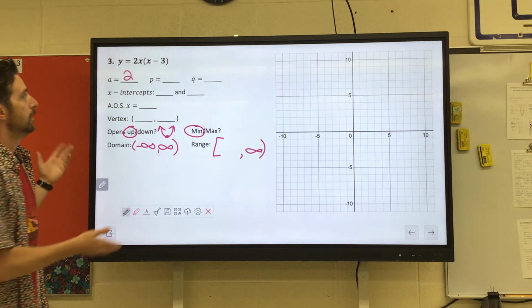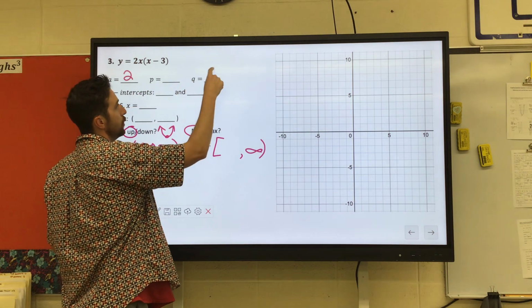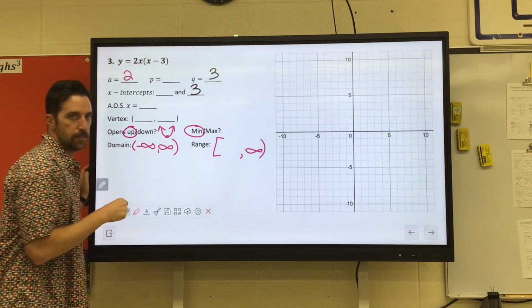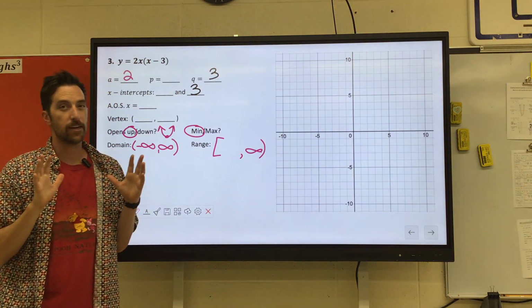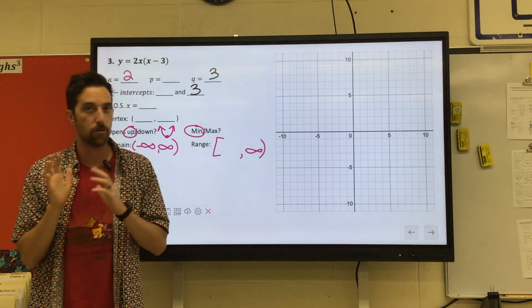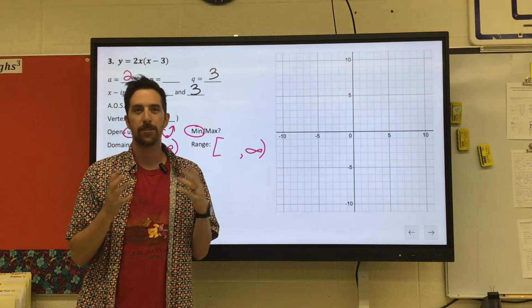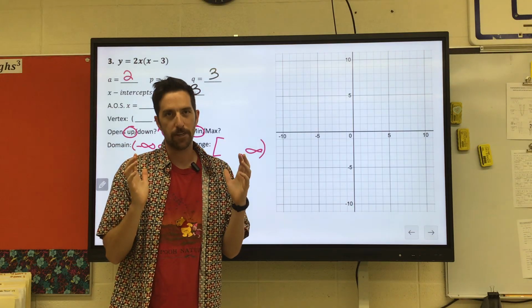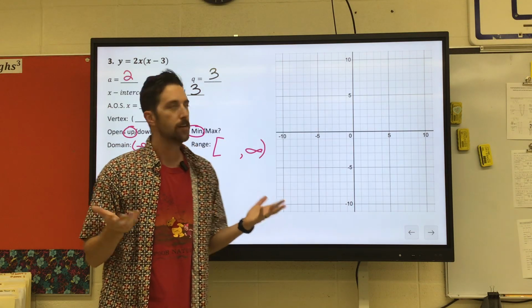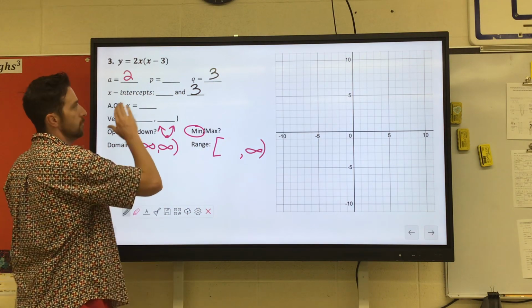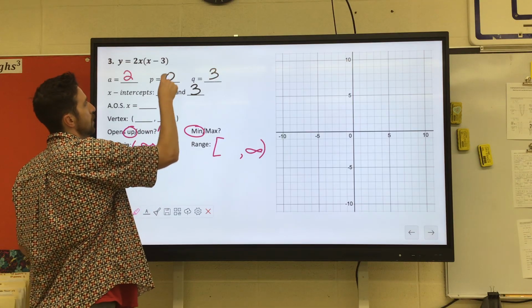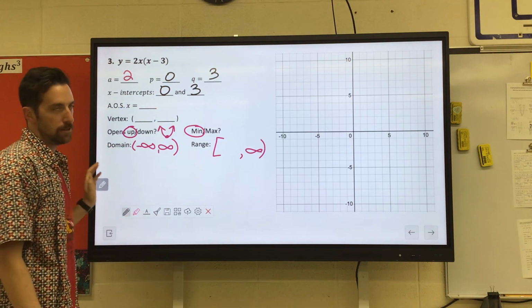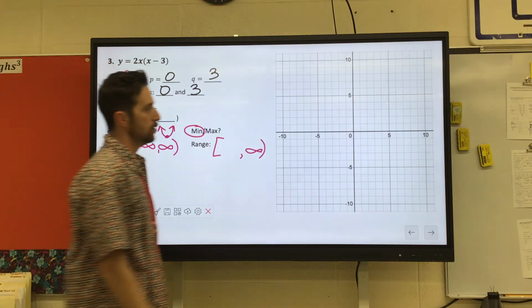The P and Q. Now the x minus 3, you're like, okay, that's 3, no big deal. But the x, when it's just an x solo and it's not being added or subtracted with anything, it's going to be 0, right? Like, they're not going to write parentheses x minus 0 because that would just be x. So when you have an x and there's no plus or minus with it, it's going to give you an intercept at 0. So our intercepts are 0 and 3.